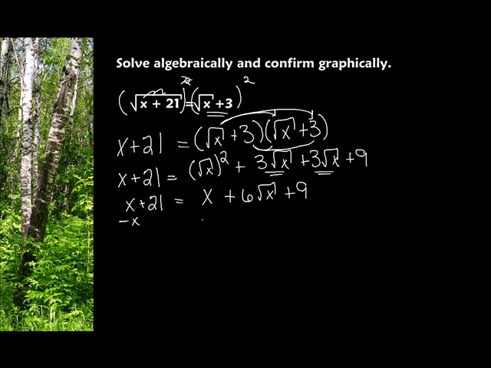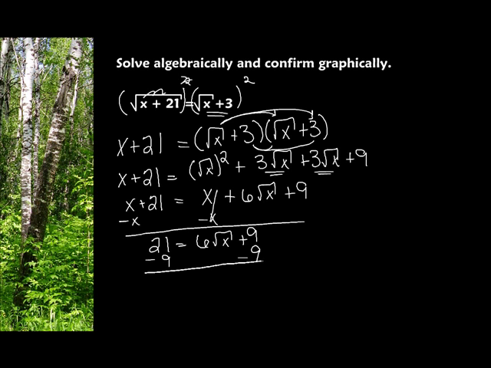Now I'm going to subtract x from both sides. So I'm going to get 21 equals x minus x is 0, 6 the square root of x, plus 9. I'm going to then subtract 9 from both sides of the equation. Now remember before I wanted it to equal 0. Since I still have this square root here, I'm going to have to do exactly what I did up here. I'm going to isolate the square root, square both sides, and then solve, okay? So I'm going to subtract 9 from both sides of the equation. So I end up with 12 equals 6 the square root of x.